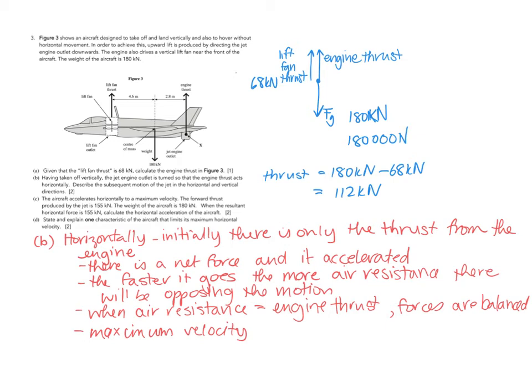But as it goes faster and faster, we know that the air resistance is going to get greater and greater. And it's going to keep on increasing until the engine thrust and the air resistance are exactly the same. And at that point, we'll say that it's reached its maximum velocity in the horizontal direction. Now, at this point, we're going to assume, since it's only moving horizontally, that the upwards force and the downwards force, so in other words, vertically, are going to be balanced the entire time.